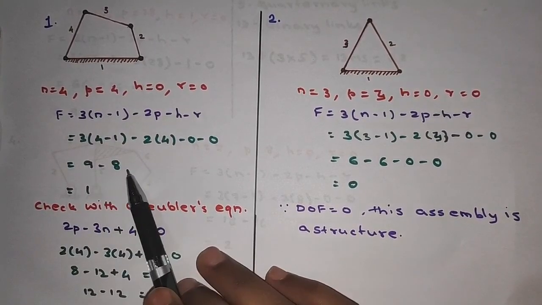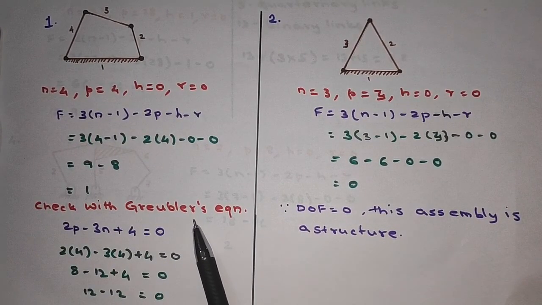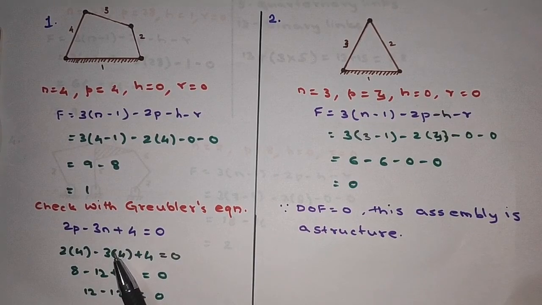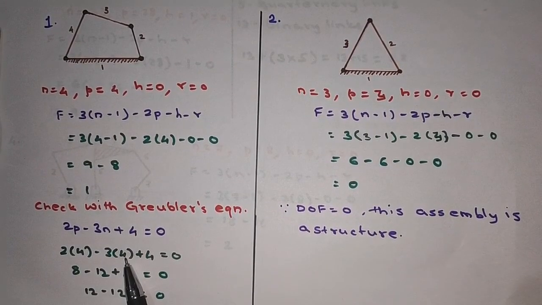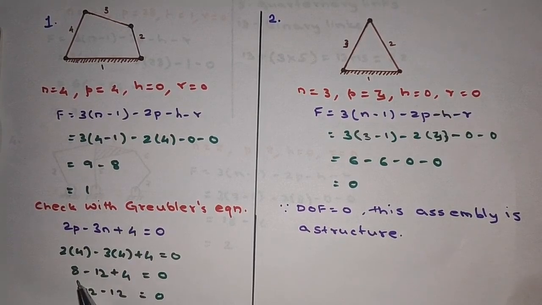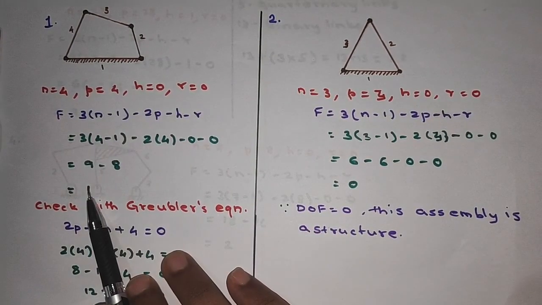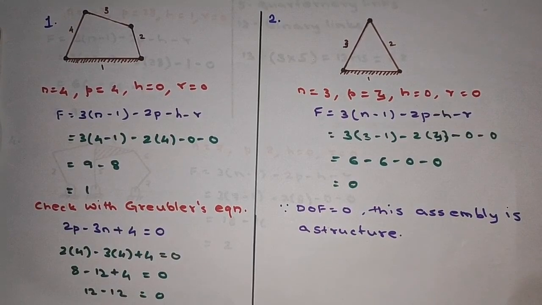Now since this has 1 degree of freedom, we'll check this with Grubler's equation, because Grubler's equation is satisfied only when the degrees of freedom of a mechanism is 1. So we have this Grubler's equation. We have also seen this Grubler's equation in the previous lecture, so you can refer to the same YouTube card on the top right corner. Here in place of p I have substituted 4, and n is also substituted as 4, so this remains 4 as it is. Upon simplifying, this becomes 12 minus 12, that is equal to 0. So this particular mechanism has 1 degree of freedom, and it also satisfies Grubler's equation.